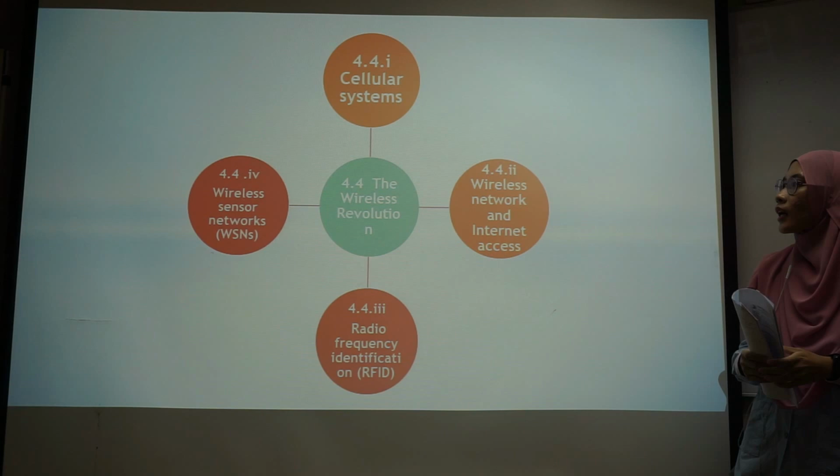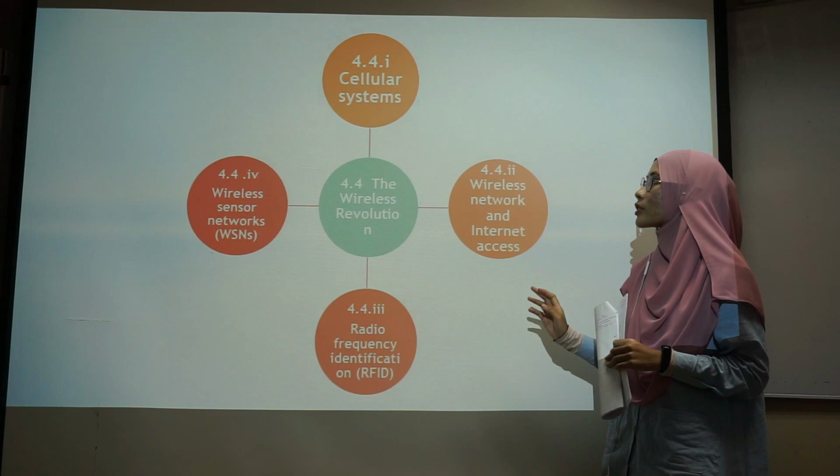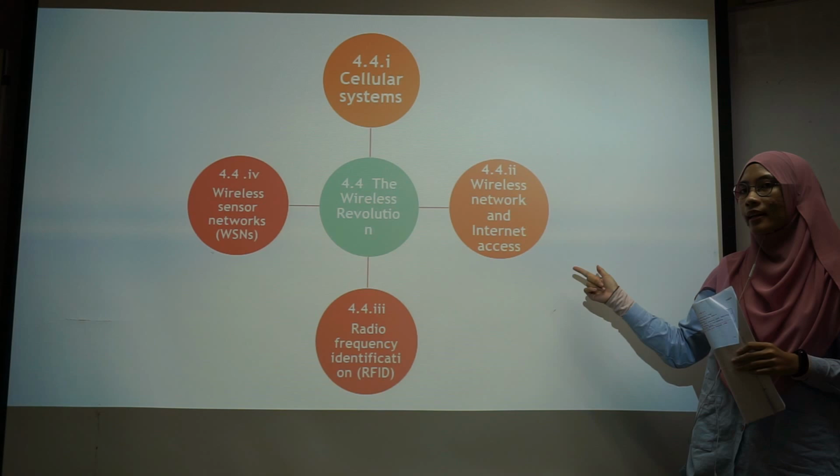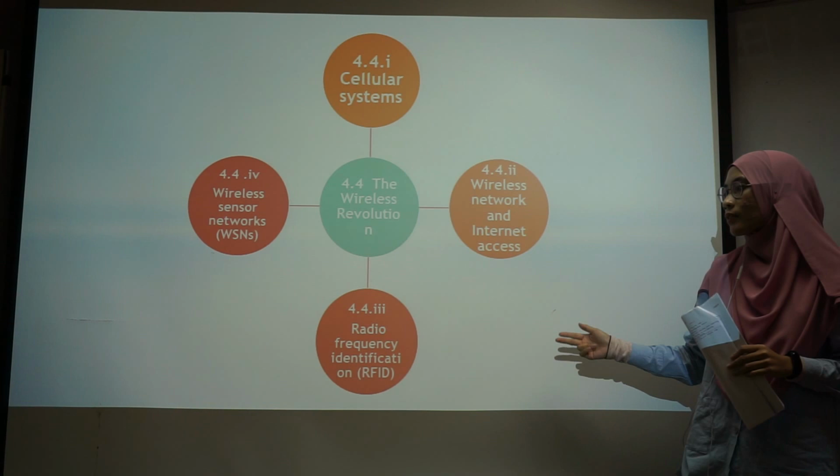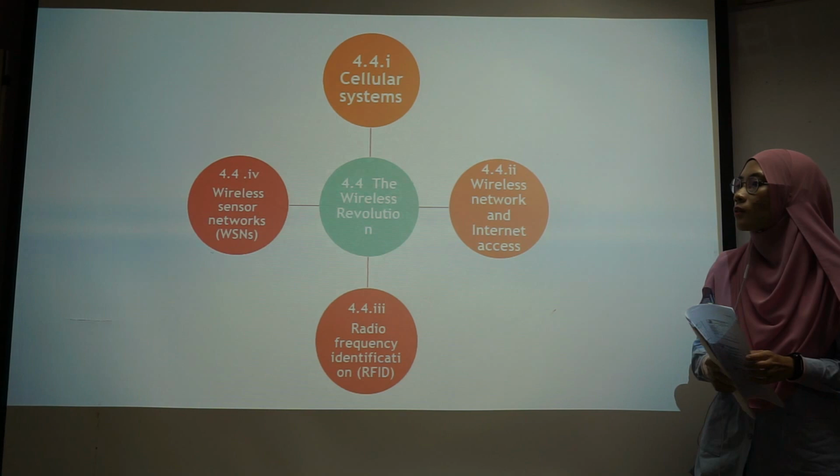Okay, point number four, we are going to see the wireless revolution. It consists of cellular systems, wireless networks and internet access. The third one, RFID, which is radio frequency identification, and number four, wireless sensor networks, or WSNs. Next.